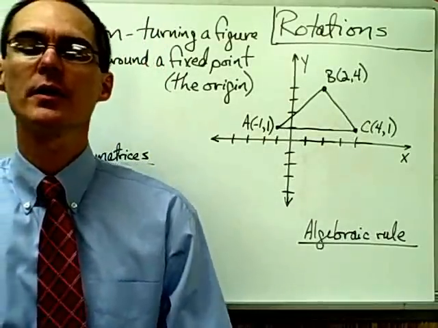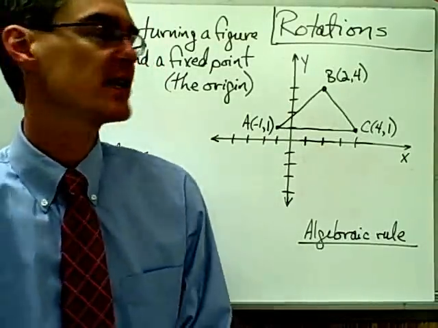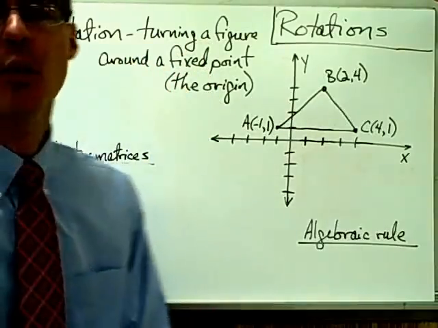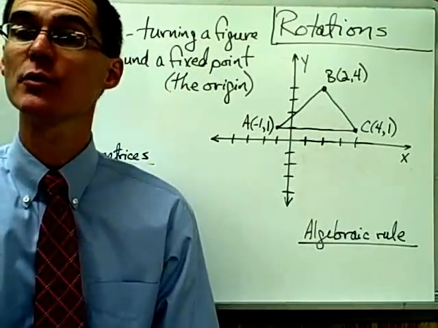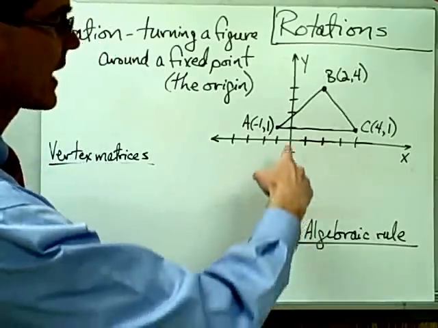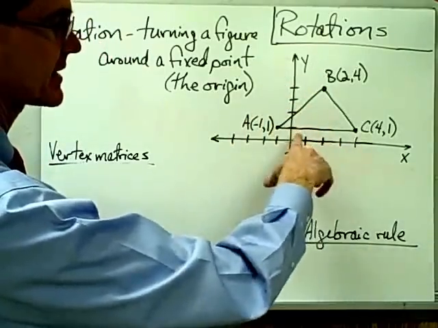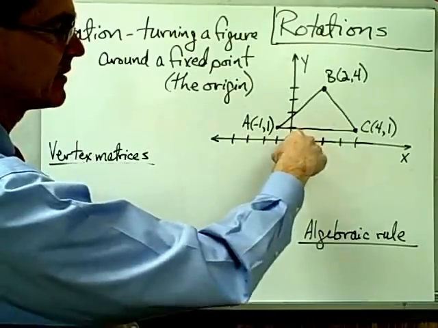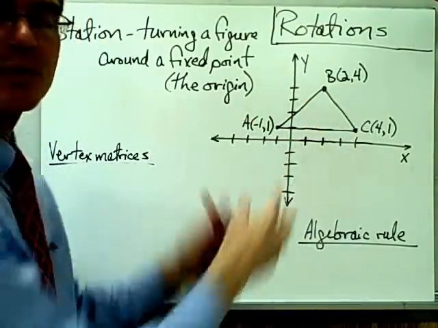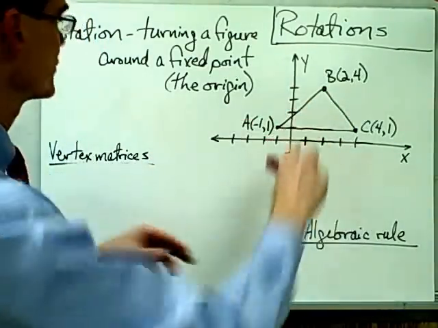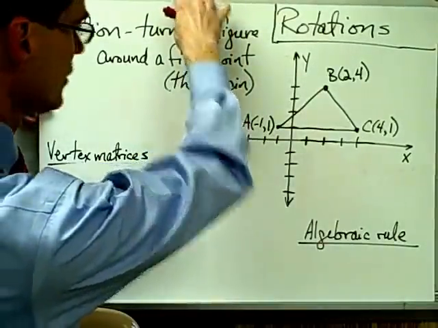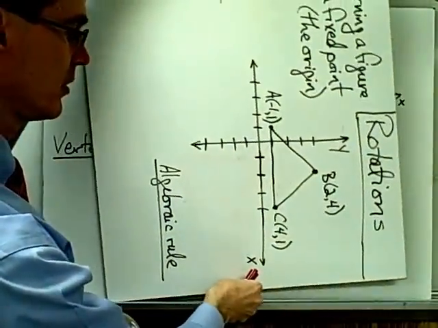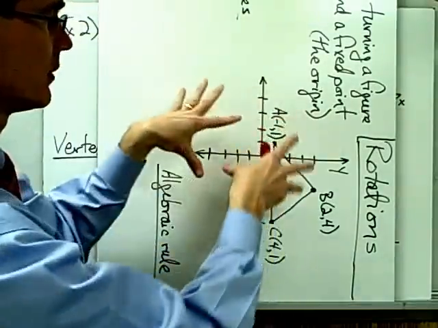Okay, this video is on rotations, and a rotation is just a transformation in which we turn a figure around a fixed point. In this case, our fixed point is always going to be the origin. So imagine you have a set of x, y axes and a figure, this triangle, and a pin stuck in the origin, and we're going to rotate the figure around the origin. Basically, you can take your paper and just turn it 90 degrees clockwise.